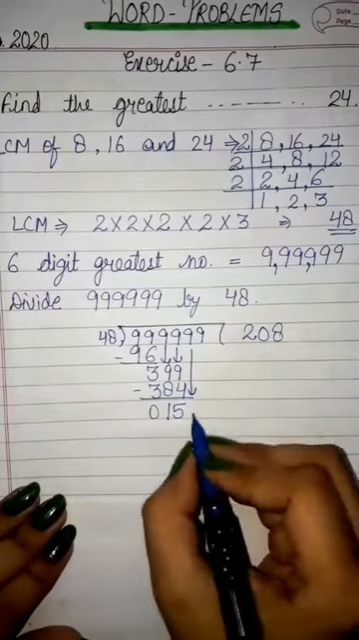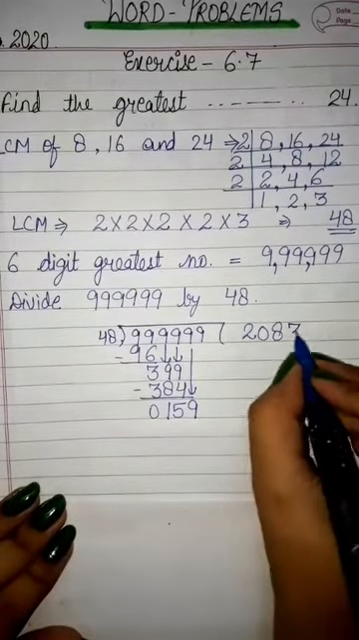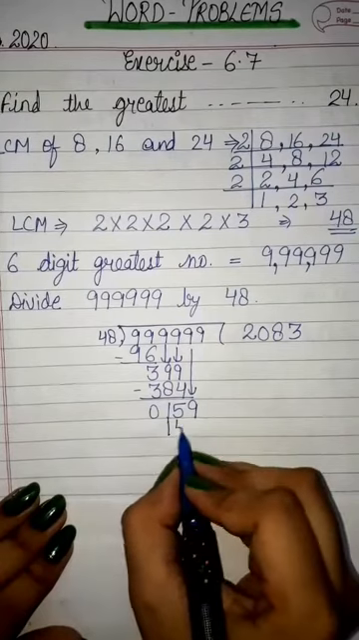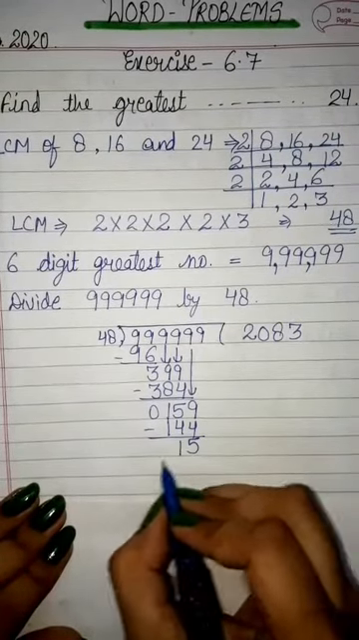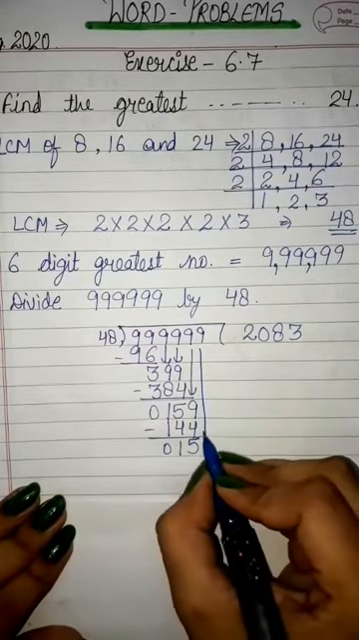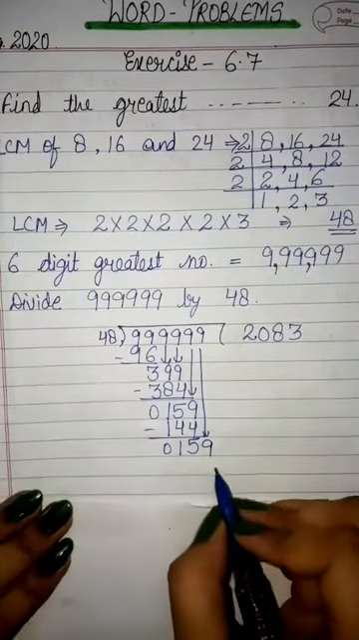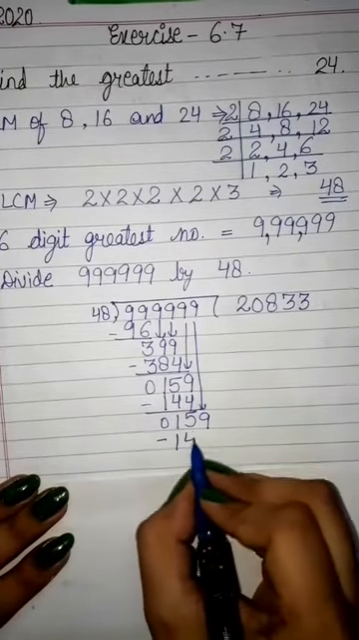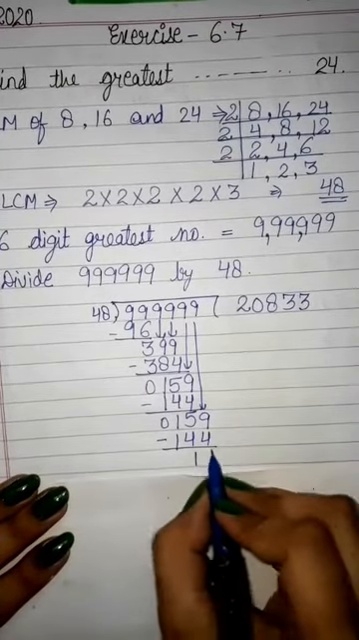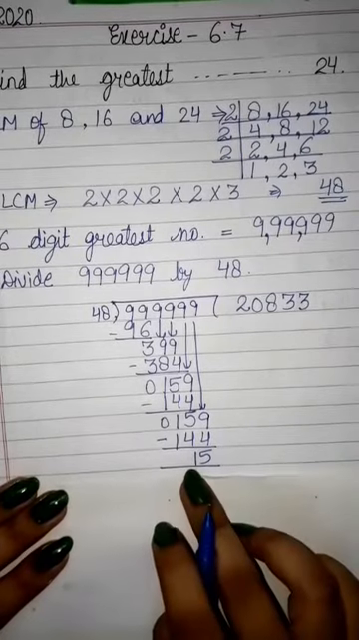Now next 9 will come down. Now it will go by 3. 48 3s is 144. And you subtract it, you will get again 15. Now last 9, you will copy down. Again it will go by 3. Now what is left? 15. Now children see, this is a remainder.